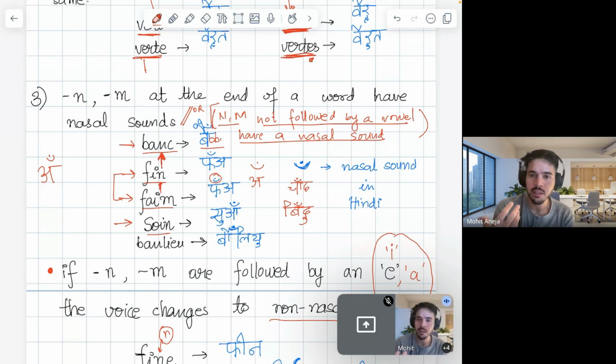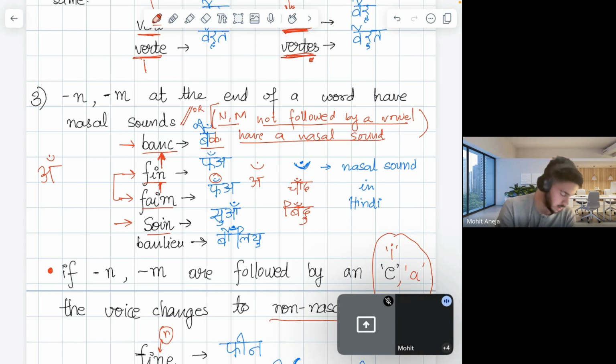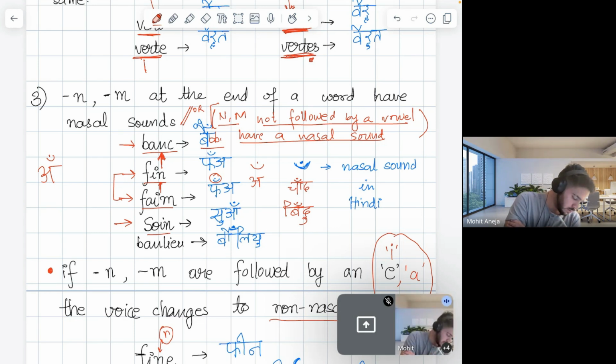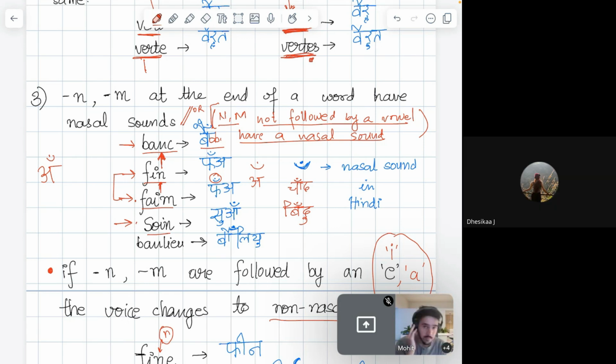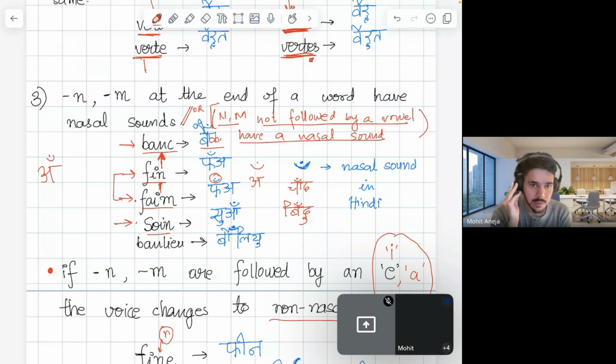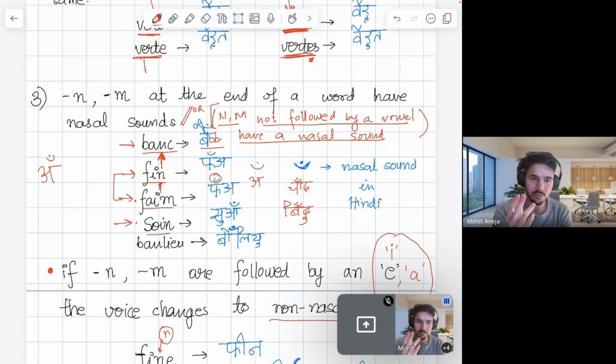The second sound is "fa." Can you say "fa"? Yes, "fa." Desika, can you pronounce the next two words for me, please? Yes, yes. Go on. That's correct. The next one, please. "Swan." Yes. Do you hear that nasal sound coming out of your nose? Yes.